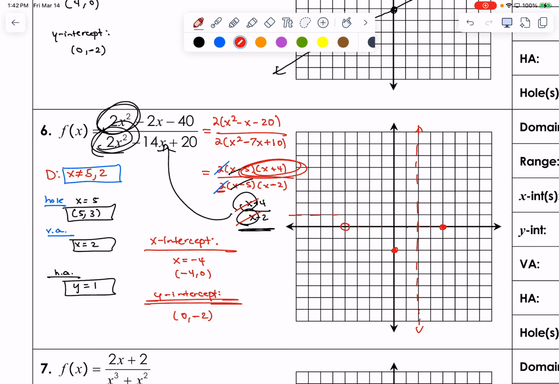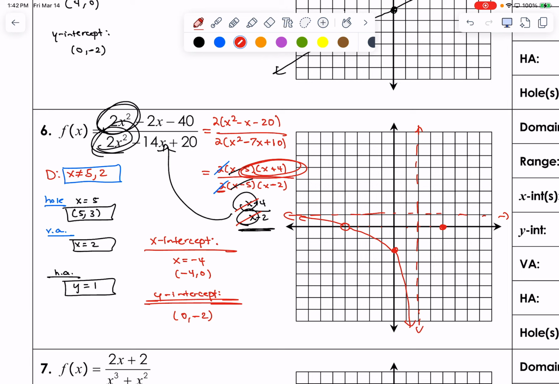Is there a horizontal asymptote somewhere? Yeah, right there. Oh, this one's easy because the points are already drawn for you. Man, how nice is this one? That's a nice one. The hole is 5, 3.